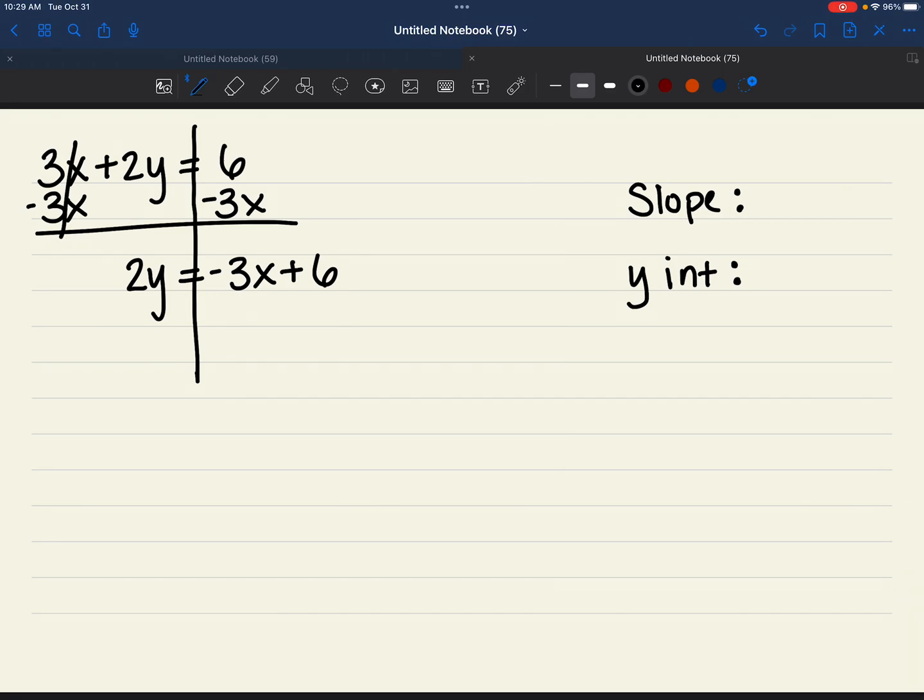Okay, Kevin, what's my last step to get y by itself? Okay, 2 divided by 2 cancels. What about negative 3 divided by 2? Stays the same because I can't simplify. What about 6 divided by 2? Plus 3. Okay, all right. What is my slope? My y-intercept? Positive 3. Okay. All right. How do we feel about this? Okay. All right, last one.